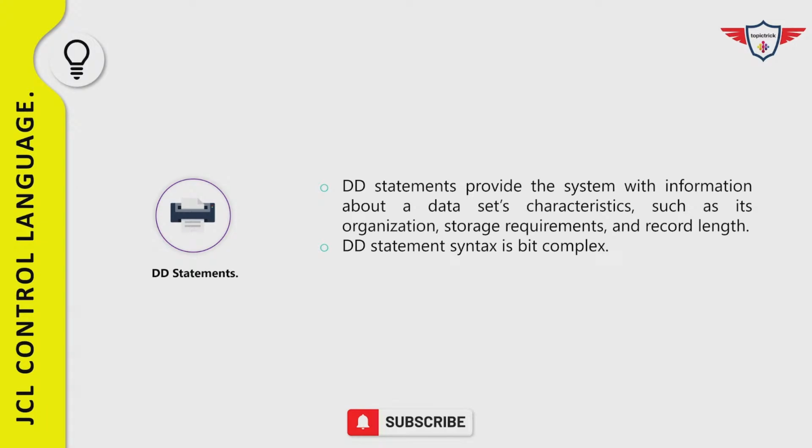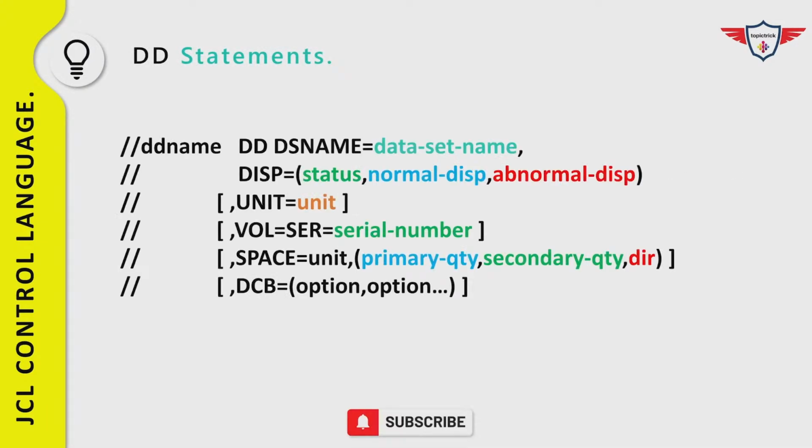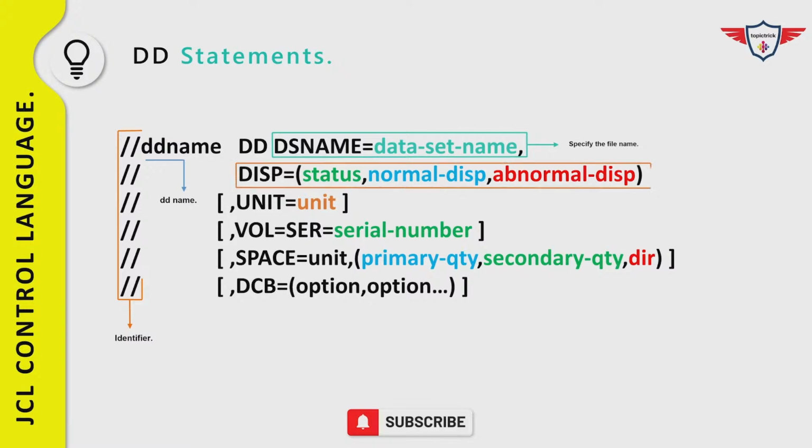Now let's focus on the different parameters that you generally include when you're writing a DD statement. The syntax of DD statement begins with an identifier. Then you have DD name, which is actually a symbolic name of a dataset that you are accessing in your program. After that, you have DD as an operation field, and then you have DSN name. DSN name is used to specify the file dataset name.